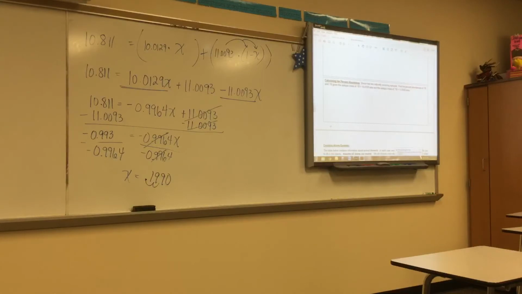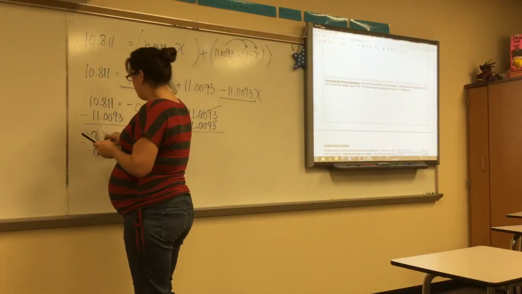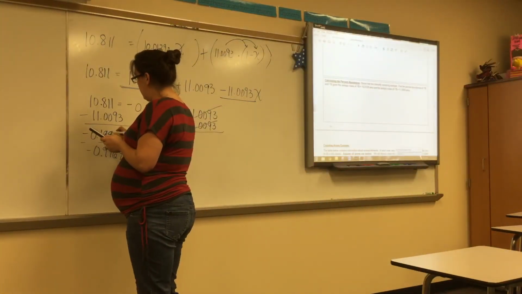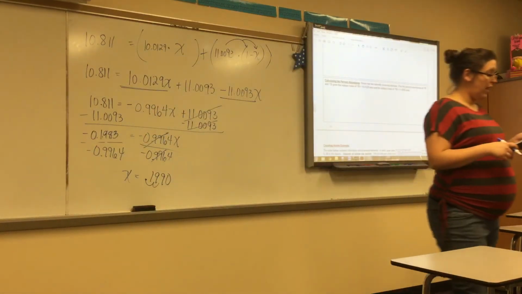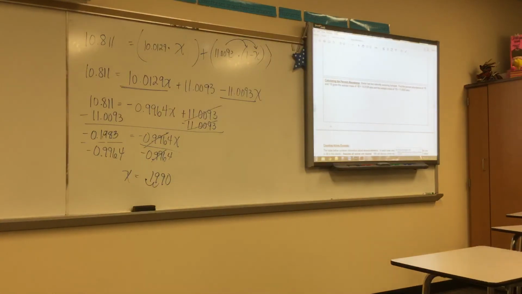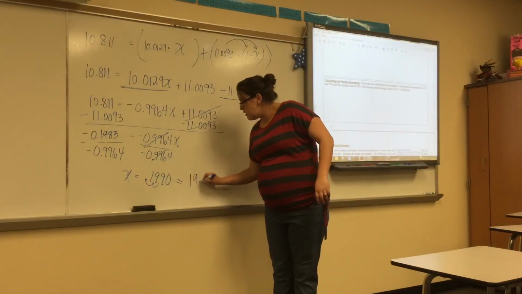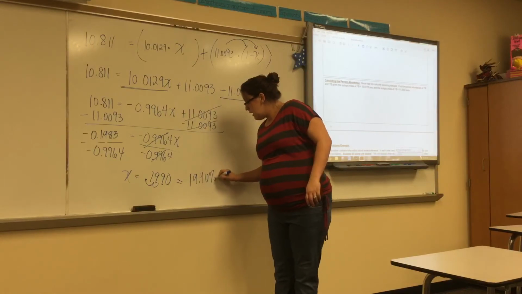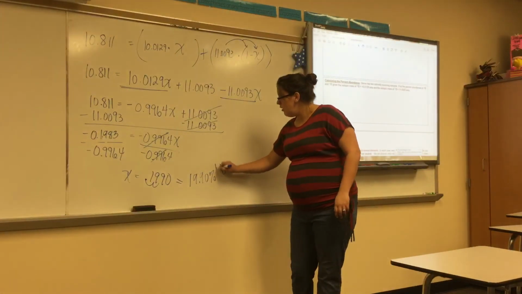10.811 minus 11.0093. This should be 0.1983. Why is that wrong? Well, you did 0.81 instead of 0.811. So you got to type these in very carefully. Okay. And then when you divided that by it, you should have gotten 0.9. So, long story short, this percentage should be 19.90%.